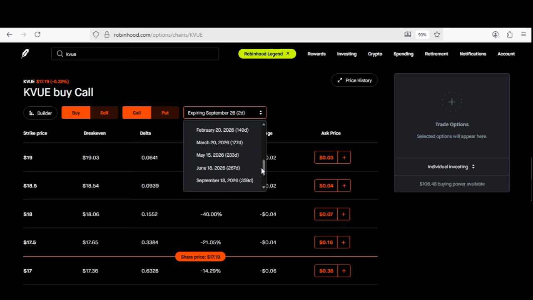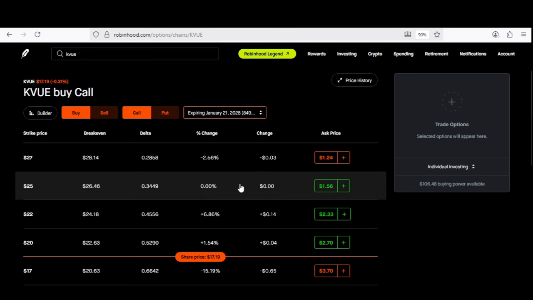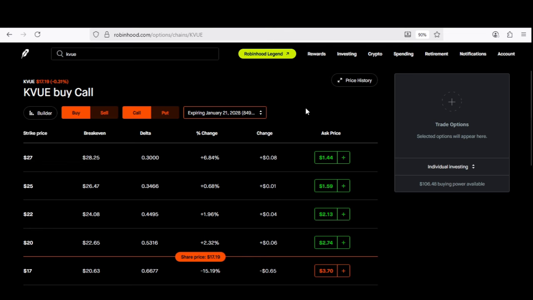The strike date I'll be going with is January 21st, 2028, and that's going to give me 849 days to expiration. The reason why I decided to go all that way out, which is about 2.5 years, is because I want to buy myself enough time in order for this trade to go in my favor, in order for me to be right based on my thesis.